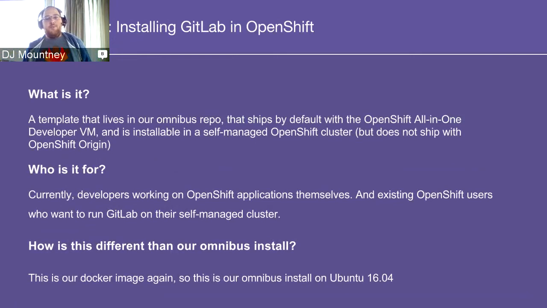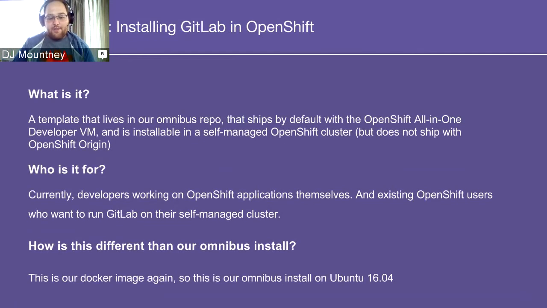We'll jump into goal 2, which is installing GitLab on OpenShift, which I'm also going to show. We'll run through this one a little bit quicker because a lot of things are essentially the same. But there's a couple things that are different. So what is this particular installation template? Well, it's a template that lives in our Omnibus repo, and it's going to ship by default with the OpenShift all-in-one developer VM. It will also be installable in a self-managed OpenShift cluster, but it's not actually going to ship with OpenShift Origin right now. And I'm going to dive into that.